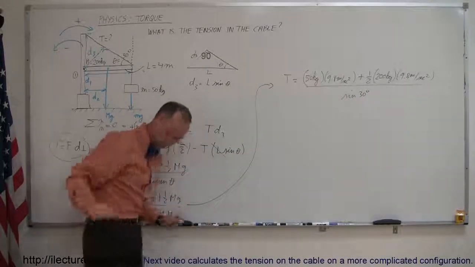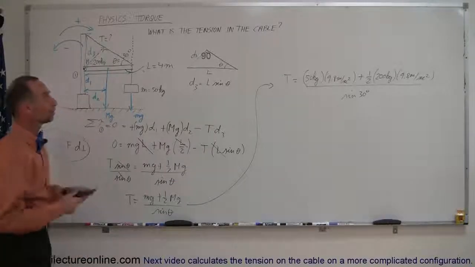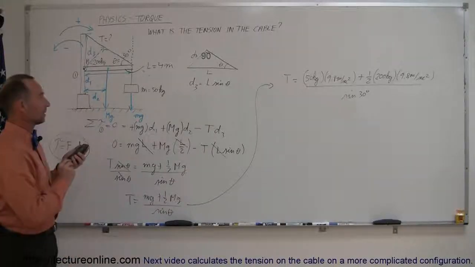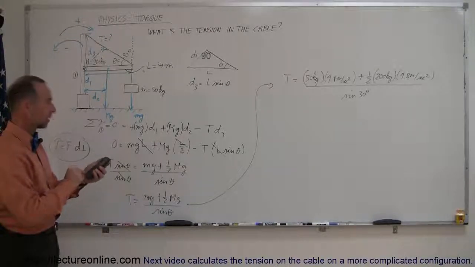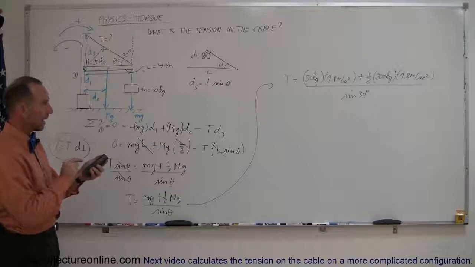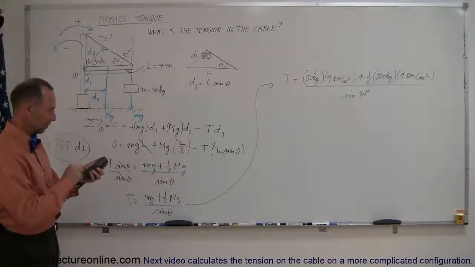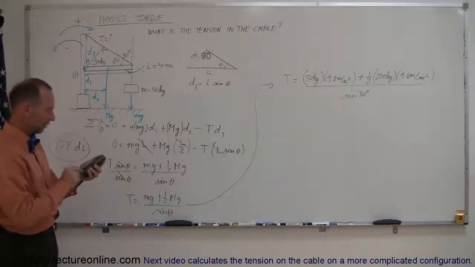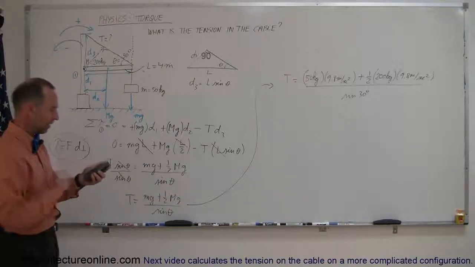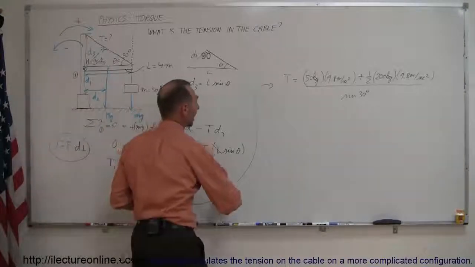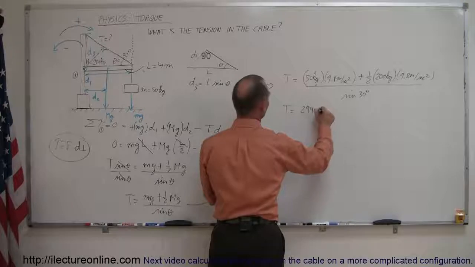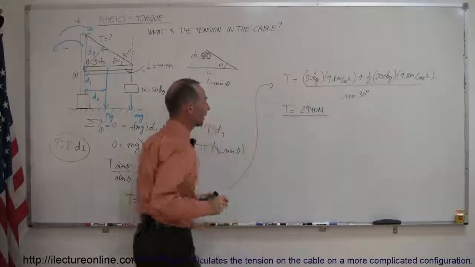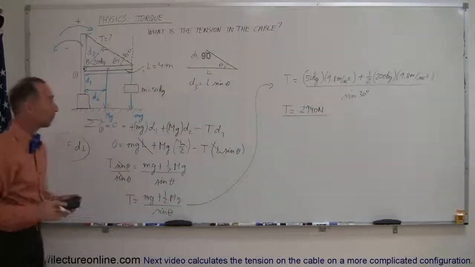So, where's my calculator? Here we go. So we have 50 times 9.8 plus half of 200, which is 100, times 9.8. And we divide that by the sine of 30, which is 1/2. And the tension in that cable is equal to 2,940 newtons. And there you go. That's how you do a torque problem like that.